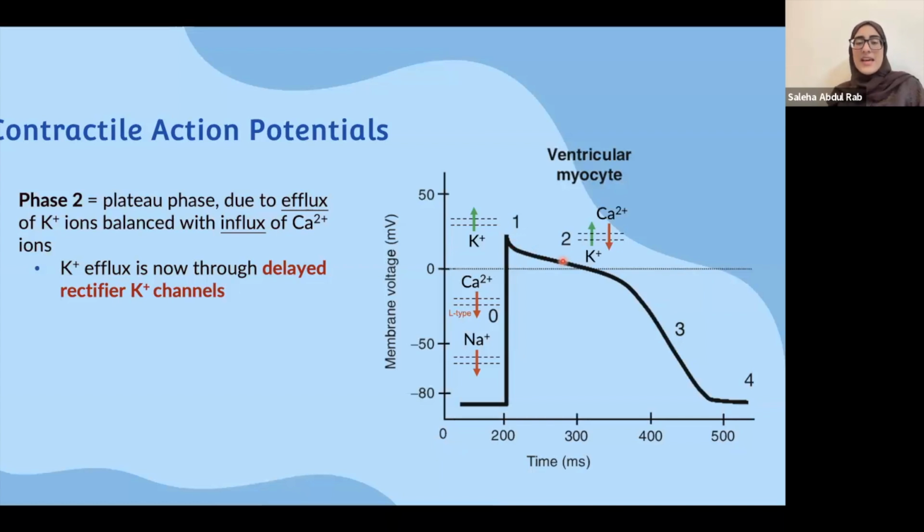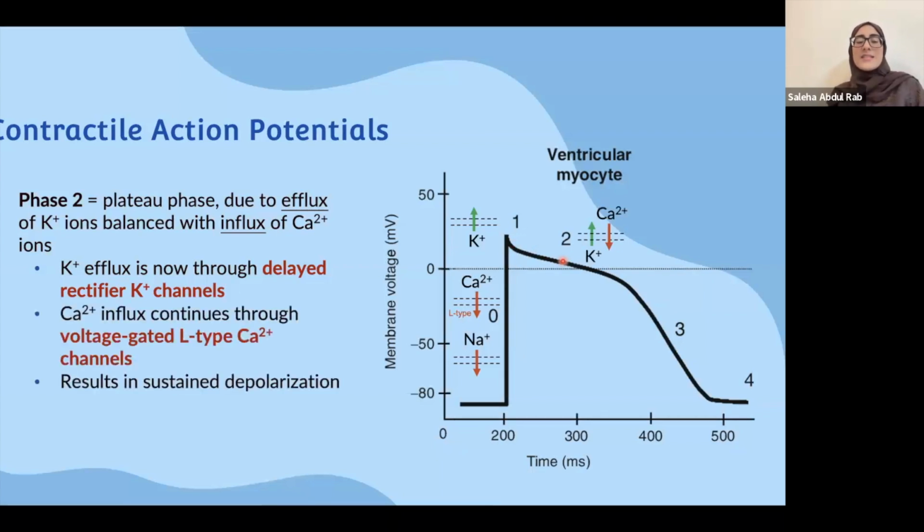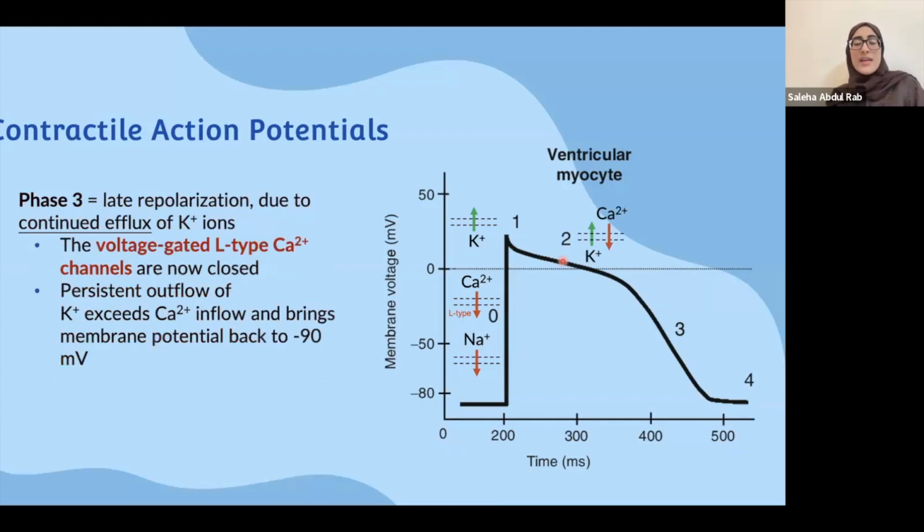The calcium is coming in through the L-type calcium channels that are still open. And this results in a sustained depolarization phase. Now we come to phase 3. In phase 3, the calcium channels are now closed. They're no longer open. What that means is now the potassium has overpowered the calcium. It's leaving the cell still, and now this causes a continued repolarization.